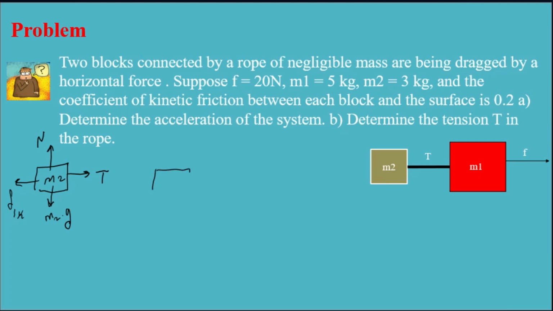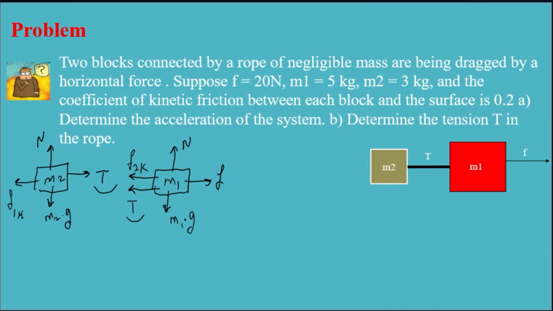So let me draw the same things for M1 here. It has a gravity, M1G. It has a normal force. It has F, right? There is a tension force, the tension in the rope, and also there is the friction force, right? So look at these two right here, the tension in the rope. These two are equal, right? Because technically it's the same rope, right?